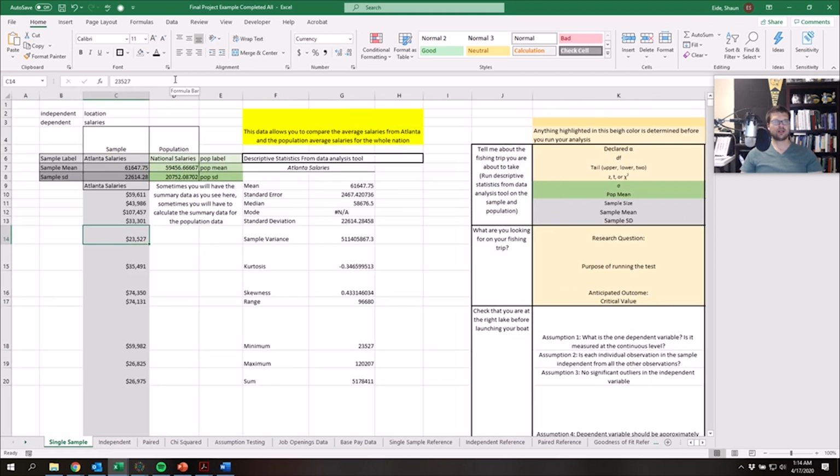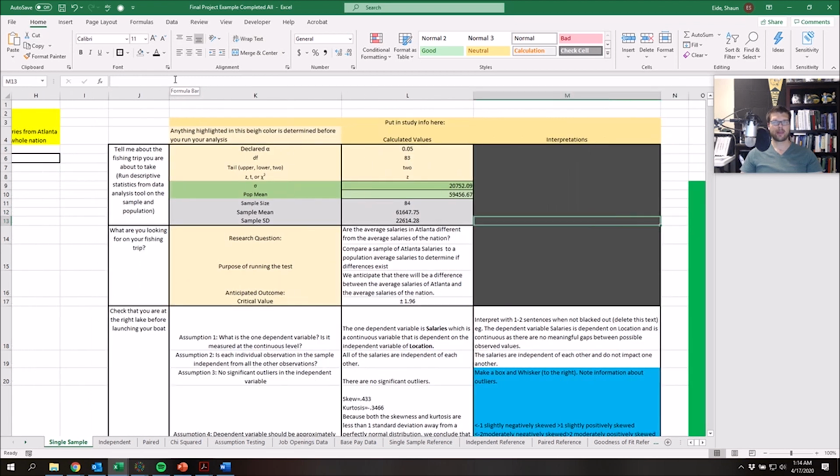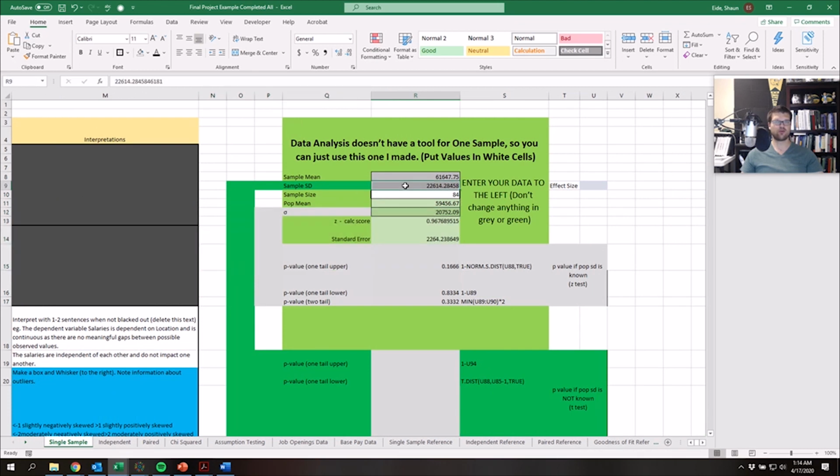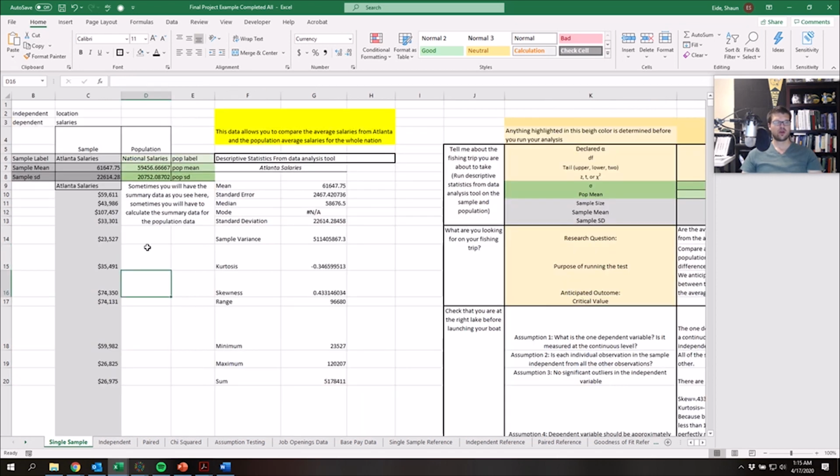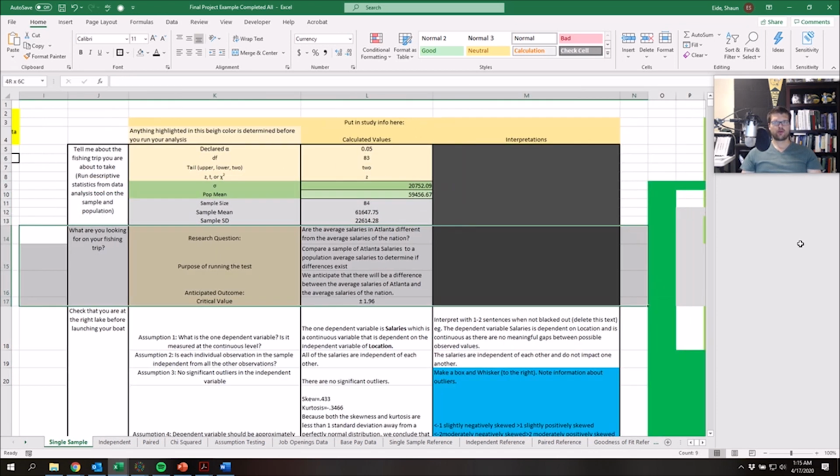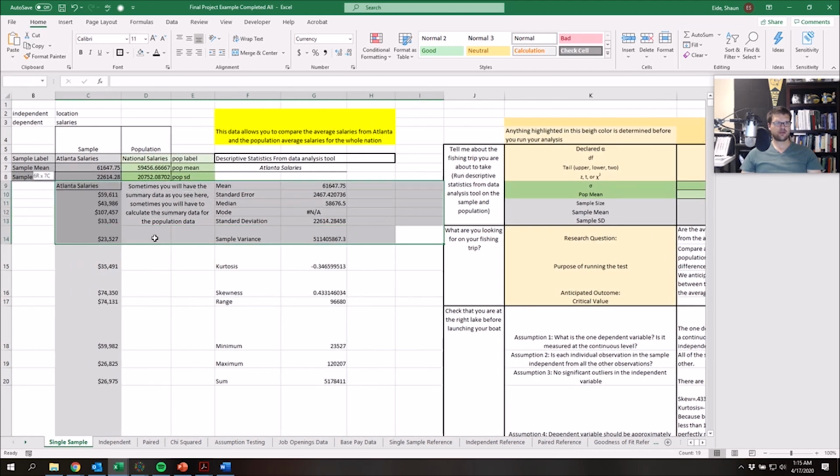Moving on. Once again, standard error. So let's keep moving. We've got all of the wonderful information right here. We've got the z-calc score. We've got all that information, and just for kicks and giggles, I'm going to go ahead and show you. So the national salary, 59,456, and the population standard deviation.